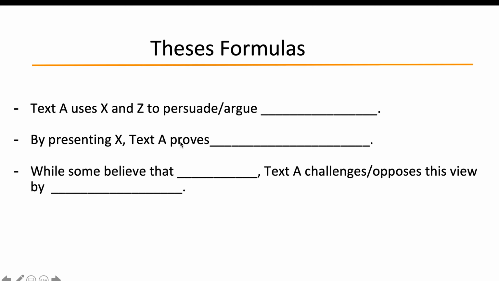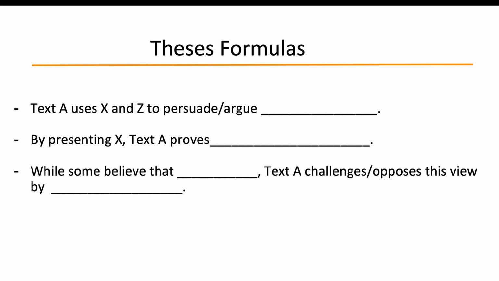In the middle, same kind of idea. By presenting X, text A proves something bigger, right? So this is where the text comes in. What's the confrontational, the controversial thing you're going to say? This last thesis is a little bit more complex, right? It's more conscious that there's a reader already at hand. It's already anticipating that there's going to be a counter argument there.